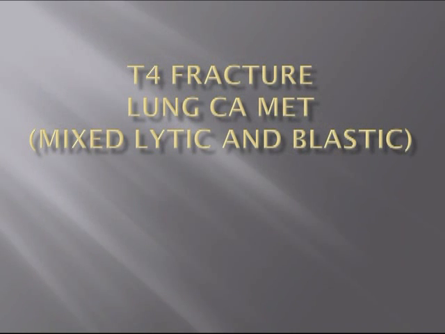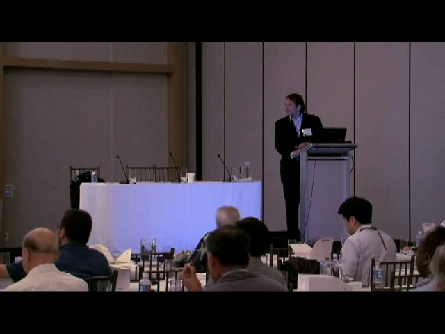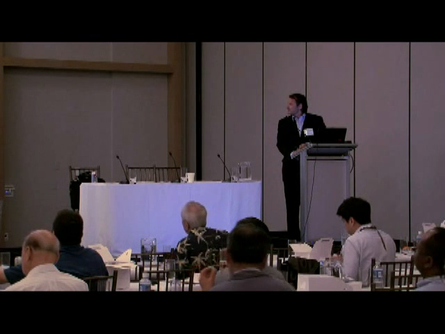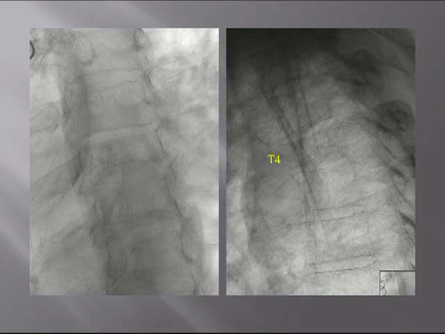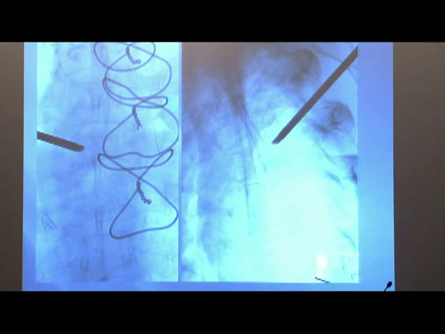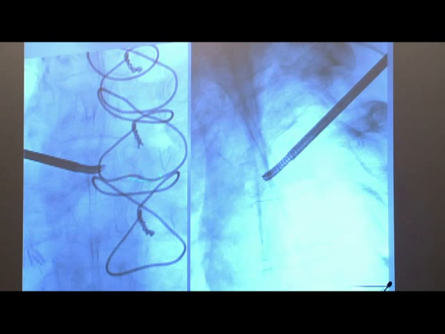Lung cancer patients, a lot of them, are going to be mixed lytic and blastic. There are not going to be large cavities most of the time. Here is an example of this case. Mostly sclerotic, with a little bit of paraspinal extension, maybe a little bit into the epidural space. Here on the X-ray is the needle placement.